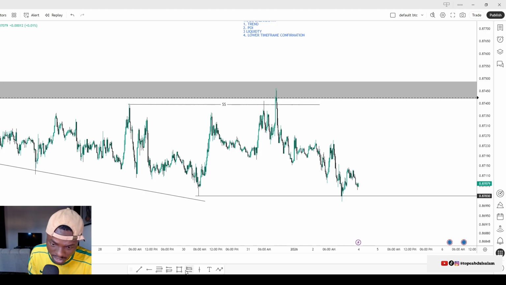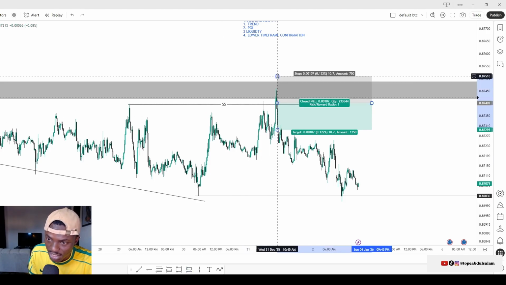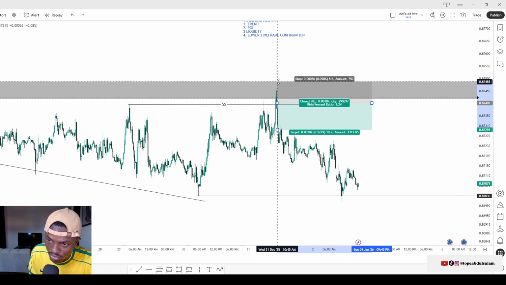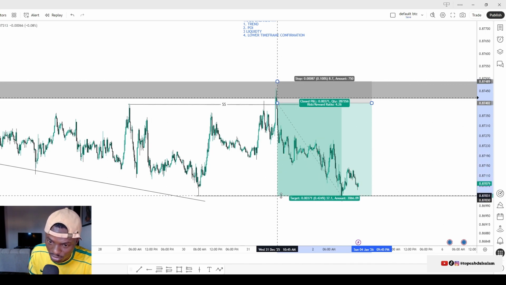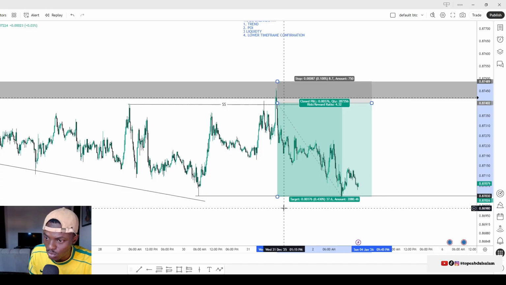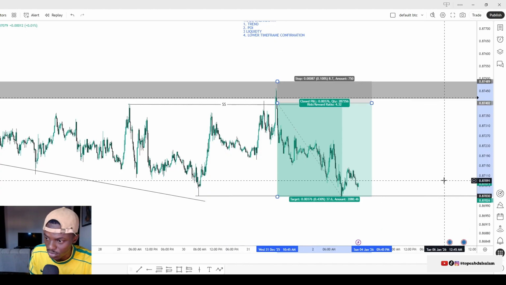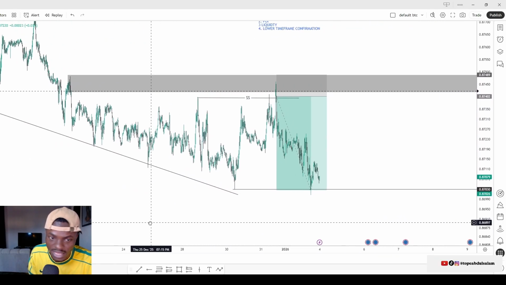That was where I put my sell limit, and my stop was above this point of interest, and I targeted this low, catching a good 1:4 ratio. So that was the breakdown of the trade, and it was an A+ setup.